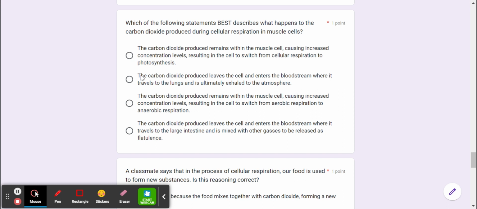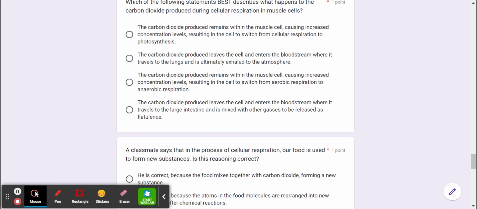I'm going to read that one more time. The carbon dioxide produced leaves the cell and enters the bloodstream, where it travels to the lungs and it is ultimately exhaled into the atmosphere. The carbon dioxide produced remains within the muscle cell, causing increased concentration levels, resulting in the cell to switch from aerobic respiration to anaerobic respiration. The carbon dioxide produced leaves the cell and enters the bloodstream, where it travels to the large intestine and is mixed with other gases to be released as flatulence, which is farts.